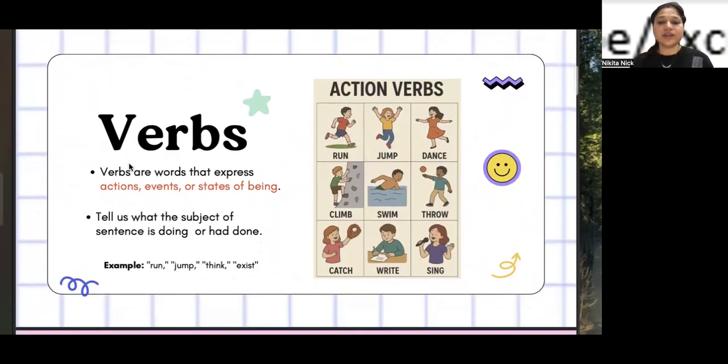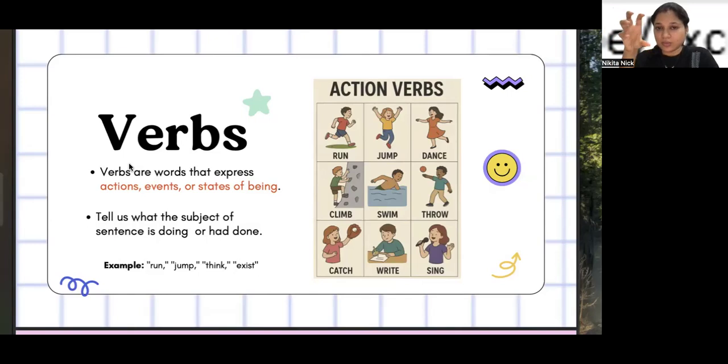All right. So can you see this picture? Take a moment, think about it. It's daily life words, right? Action verbs: run, jump, dance, climb, swim, throw, catch, write, and sing. What are you observing? Can you see these verbs are expressing actions, events, or states of being? States of being are like you're thinking or somewhere you exist. All these words tell us what the subject of the sentence is doing or had done.